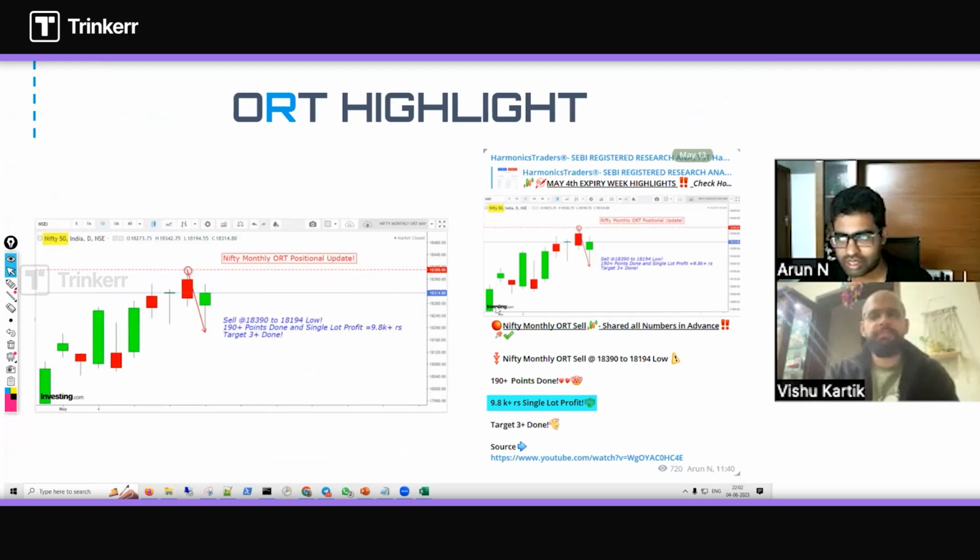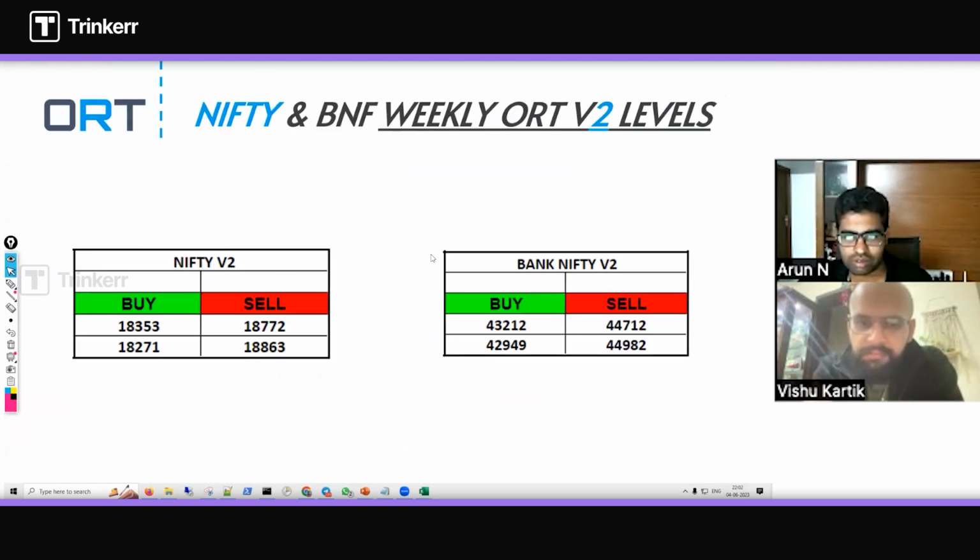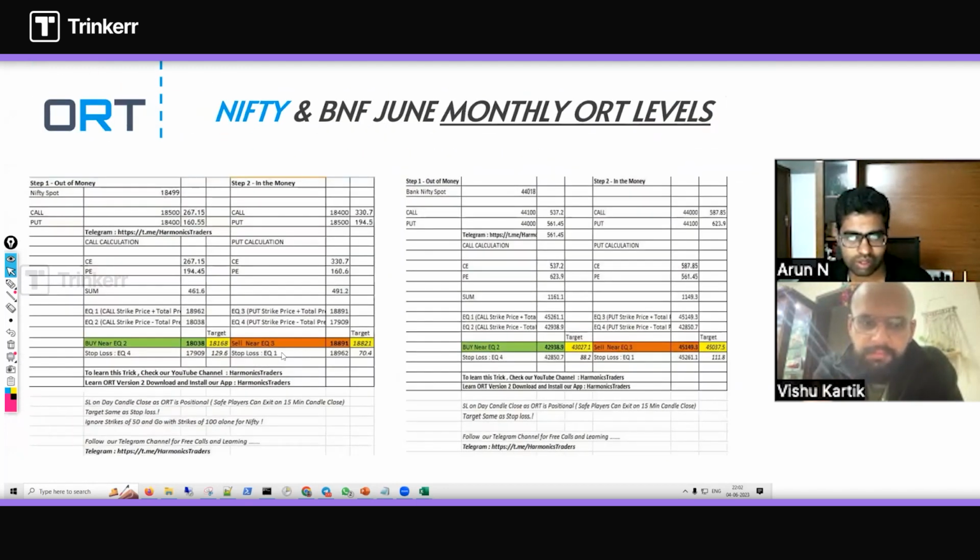Right. Very recently, the Nifty monthly ORT, I believe last month, got activated and completed like 190 points profit. So this month we know this is the ORT sell number, 18,891. We have given the numbers already to you. Once these numbers come, you can see the live projections happening in the market.